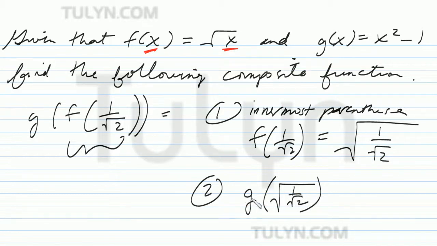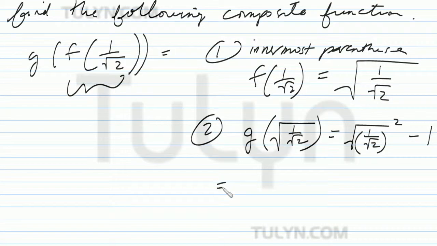Because g of x means that whatever x is, we put it here, and then it's going to be squared minus 1. So that's the square root of 1 divided by radical 2, squared, minus 1. So in PEMDAS, what do you use first? Parentheses, but the parentheses is inside, so there are no operations, so we don't do that.